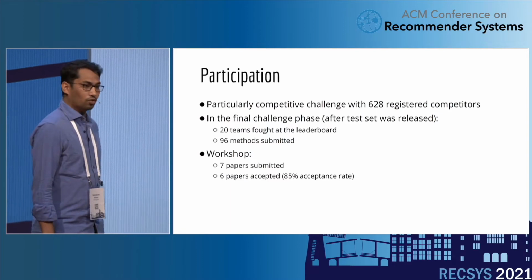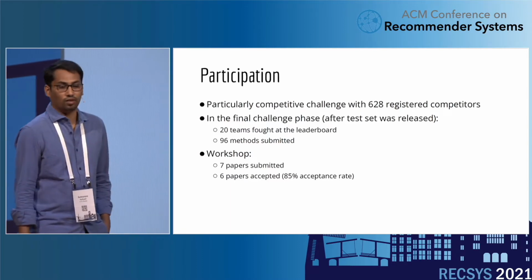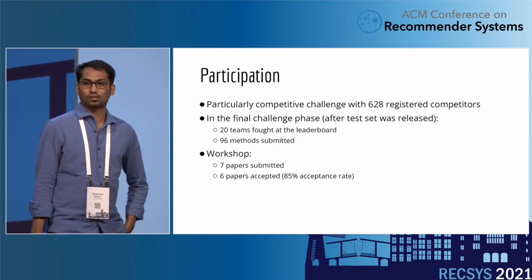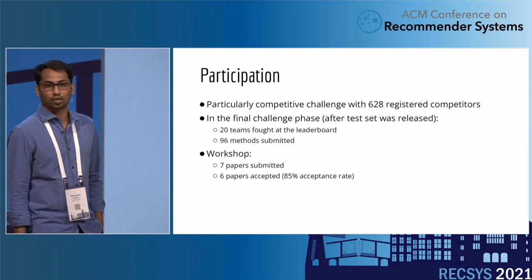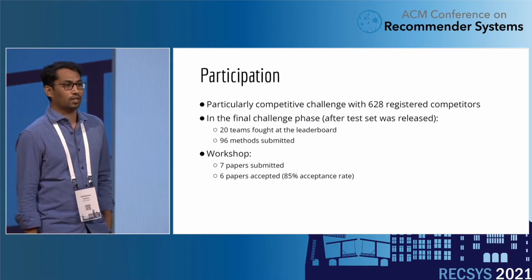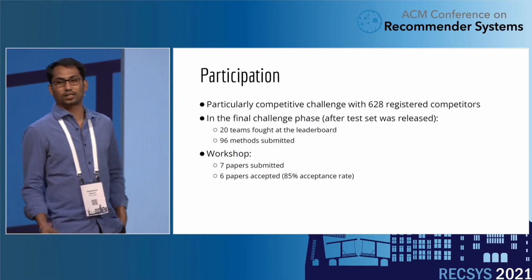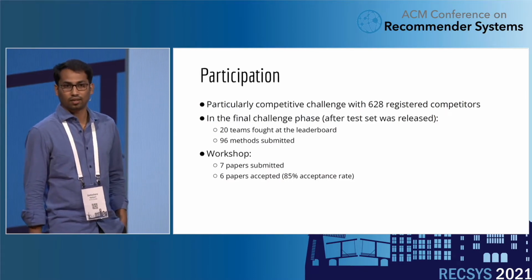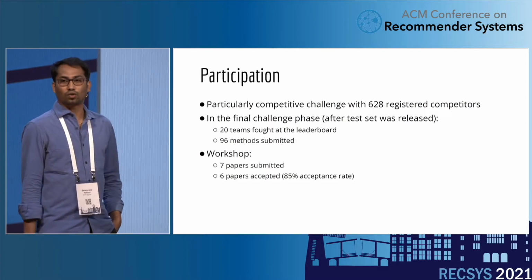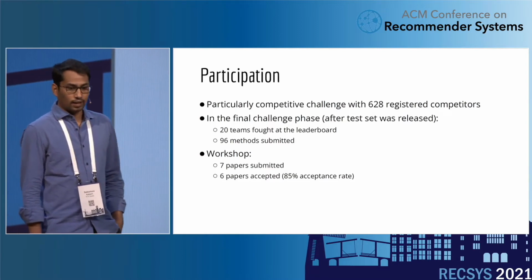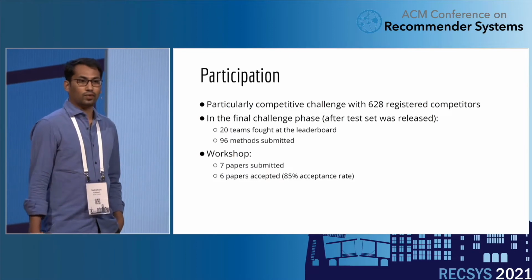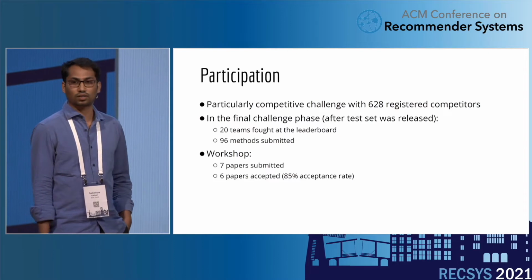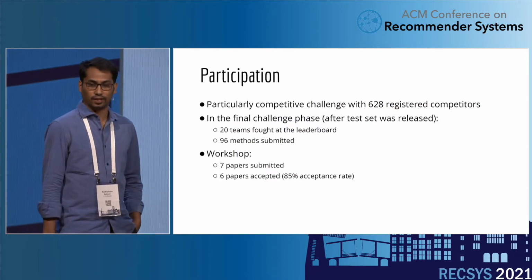To give an overview of the numbers: it was a really competitive challenge, with more than 600 teams or participants registered. In the final phase, where Twitter released the test set, 20 teams fought for the winning positions, and overall we had close to 100 methods submitted. For today's workshop, we had 7 papers overall and accepted 6, an 85% acceptance rate.